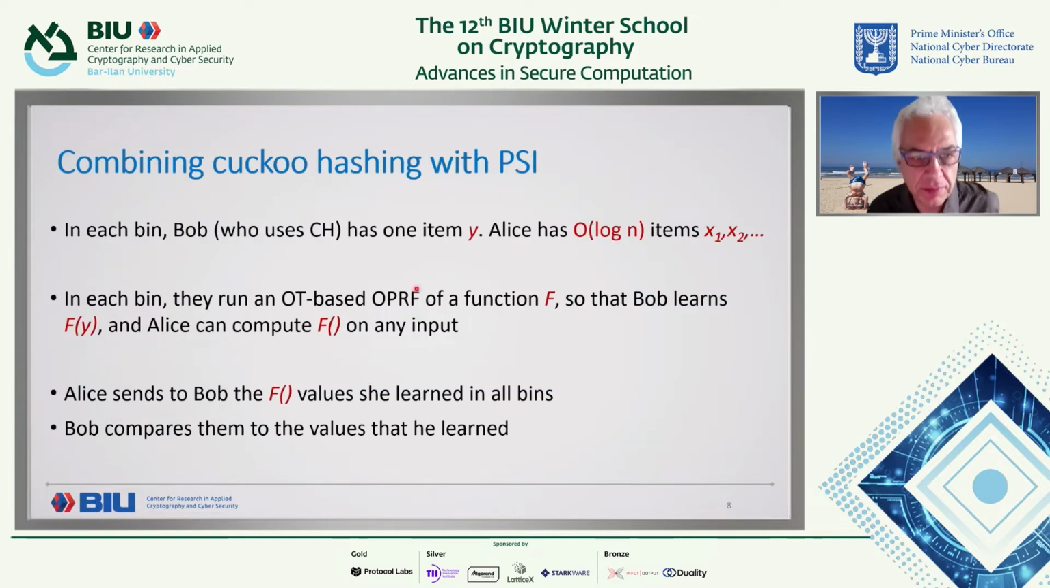So in each bin, Bob uses cuckoo hashing. I'm just recalling the previous slide. He has one item. Alice uses simple hashing, so she has order of log n items. In each bin, they run an OT-based OPRF. Bob learns this output. Alice computes F on all of her inputs in that bin. Alice sends to Bob the list of the outputs of F for all of the bins, and Bob compares them to what he learned.